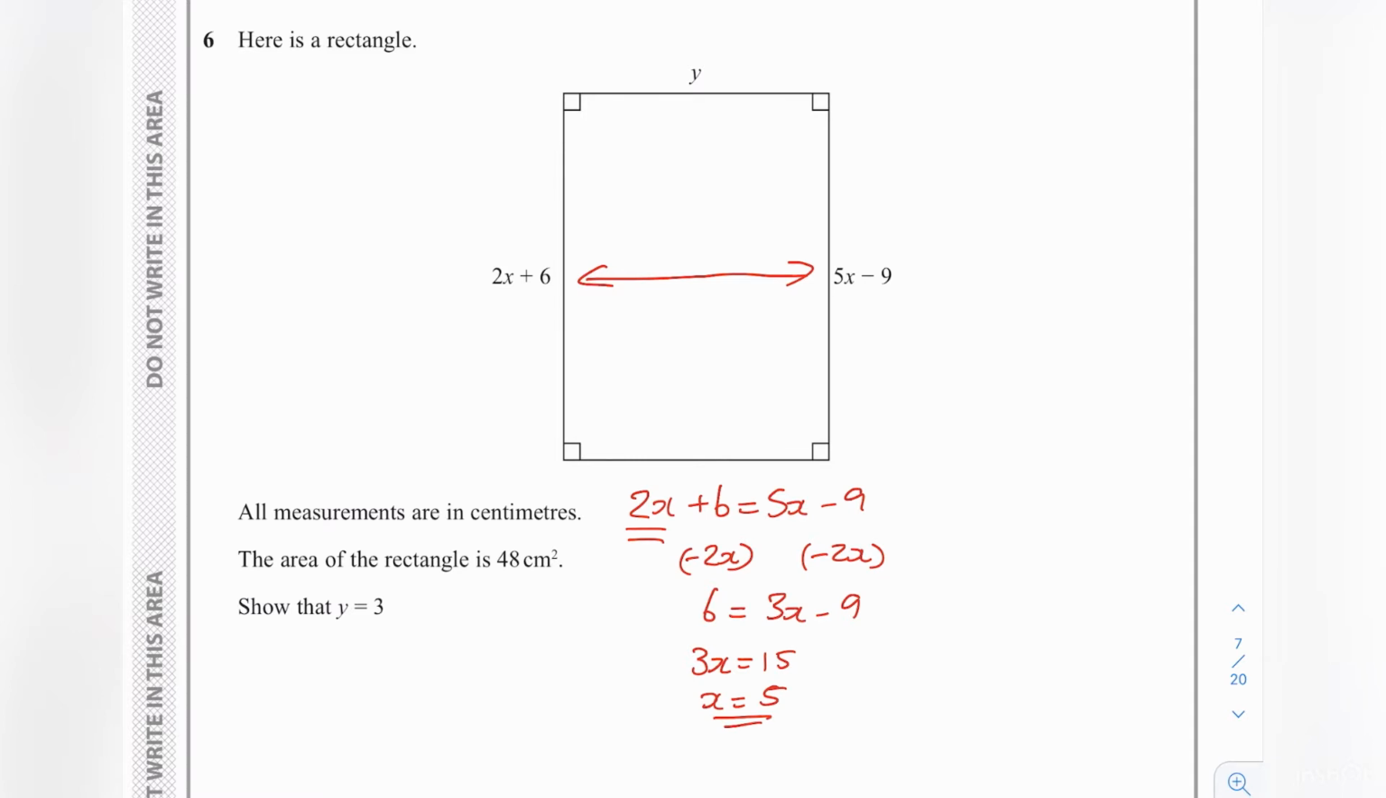If we know that x is 5, then this side of the rectangle must be 16. 16 times this y has to equal our area. So 16 times y is equal to 48. So therefore y has to equal 3, because if you divide 48 by 16, you get the answer 3.